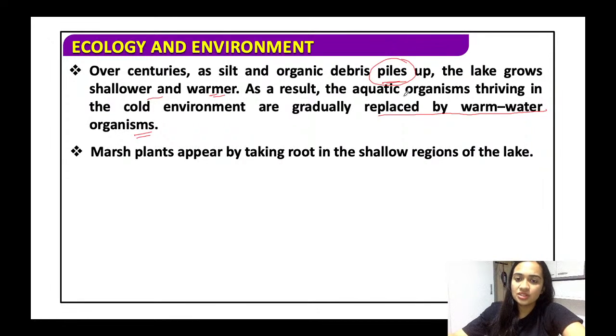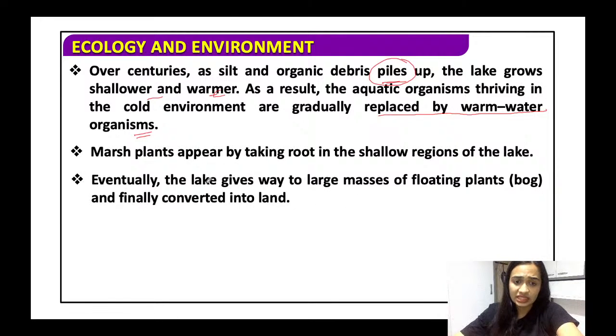So as a result, what is happening? The aquatic organisms thriving in the cold environment are gradually replaced. तो पहले जब लेक कोल्ड था तो अलग स्पीशीज एग्जिस्ट करते थे, अब वो किस में रिप्लेस हो गए, जो स्पीशीज वार्म वाटर में एग्जिस्ट करते हैं. So marsh plants appear by taking roots in the shallow regions of the lake.